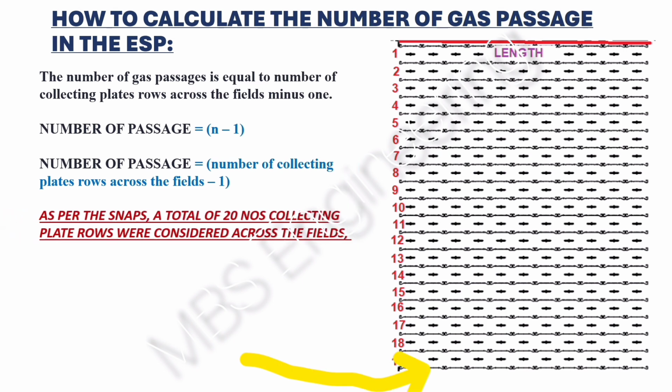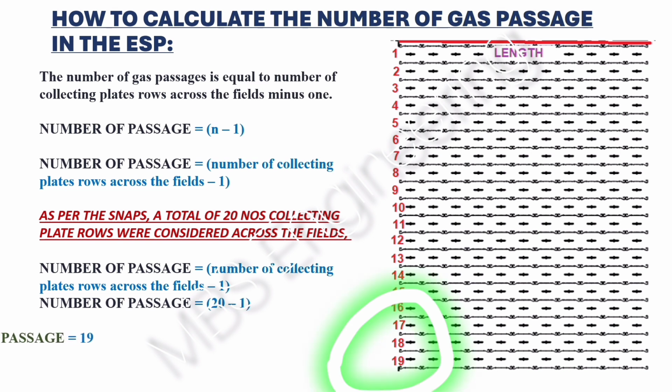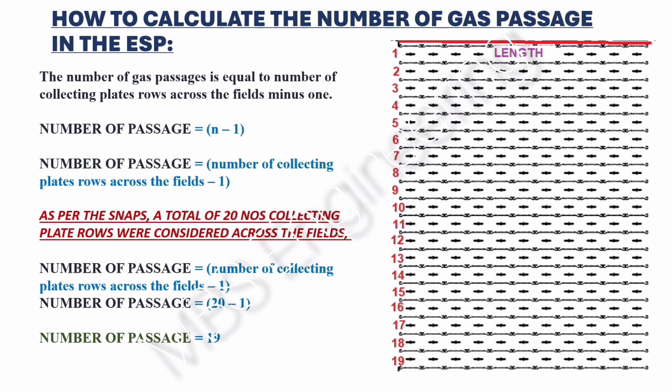Given data. As per the snaps, a total of 20 collecting plate rows were considered across the fields. Then, number of passages is number of collecting plate rows across the fields minus 1. Number of passages is 20 minus 1. Number of passages is 19. Conclusion is, a total of 19 gas passages are considered for the given ESP system. Hope all understand the gas passage and how to calculate the gas passage in the electrostatic precipitation system.